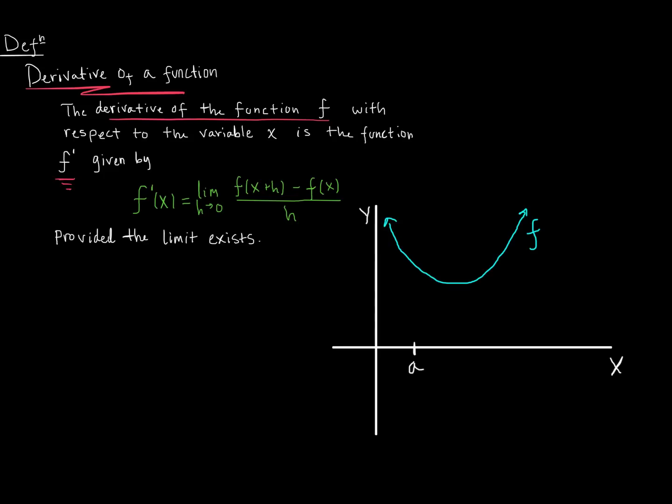So for example, if you want to know, let's say this point A here, you want to know the instantaneous rate of change at this point A. To find that, you would use the derivative f prime of A. Okay? So once you found f prime of x, you could plug in the value A, and that would give you the instantaneous rate of change of f at that point.